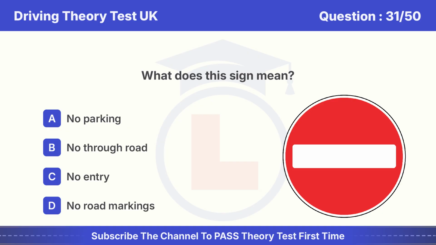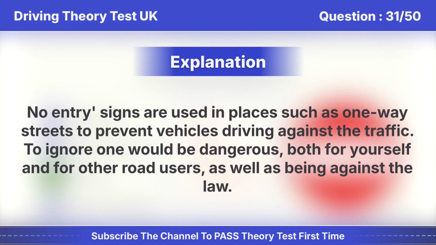Question 31. What does this sign mean? Answer is C. No entry. No entry signs are used in places such as one-way streets to prevent vehicles driving against the traffic. To ignore one would be dangerous, both for yourself and for other road users, as well as being against the law.